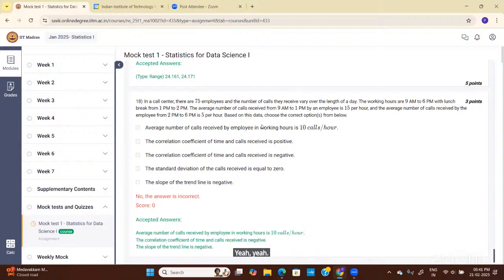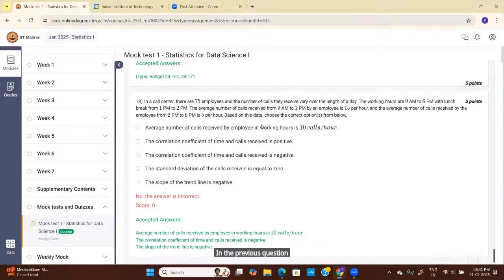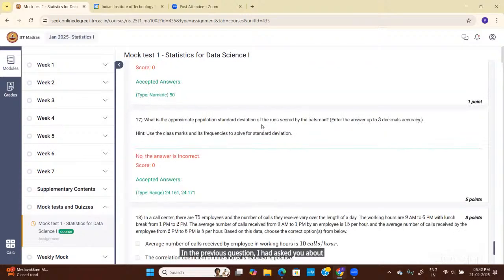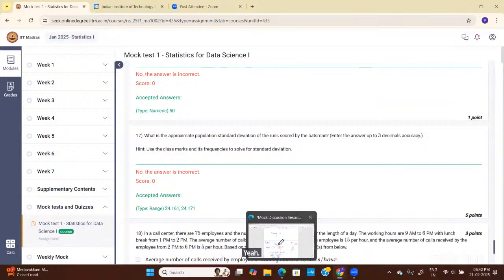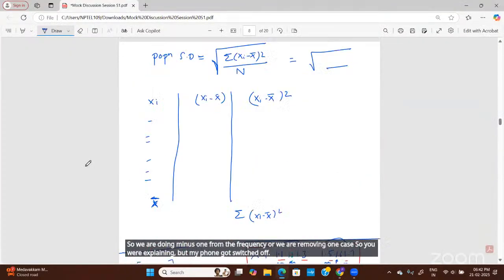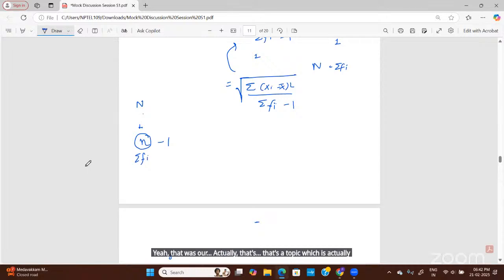Sorry, ma'am, for my last query, I had asked something, but my phone got discharged and turned off. In the previous question, I had asked you about the population variance and sample variance for frequency more than one. So we are doing minus 1 from the frequency, or we are removing one case. You were explaining, but my phone got switched off. Actually, that's a topic which is not in your syllabus.